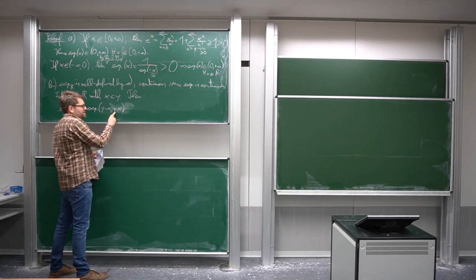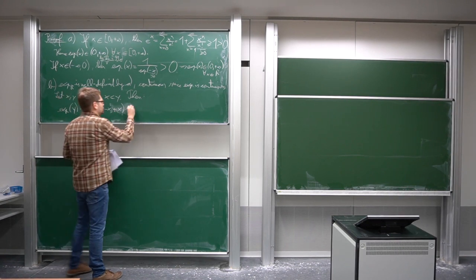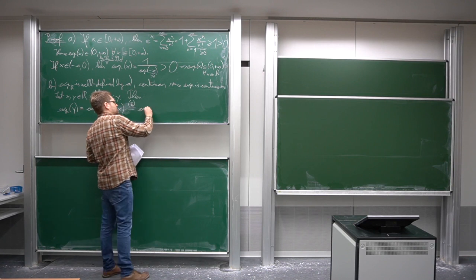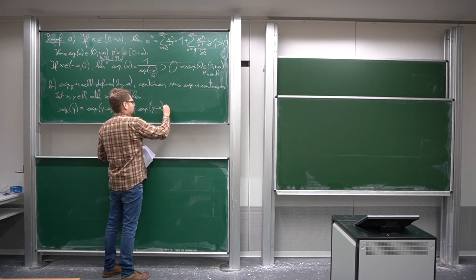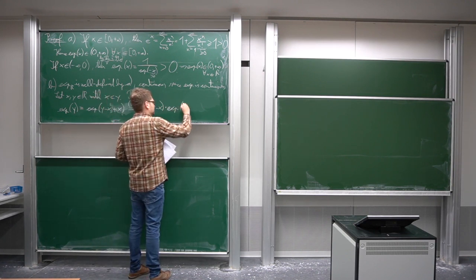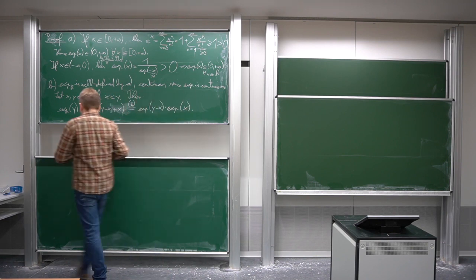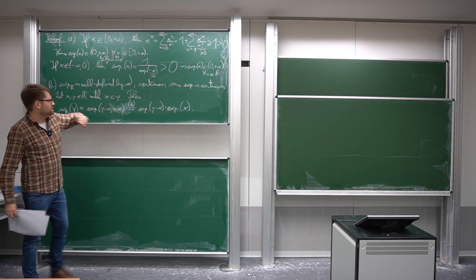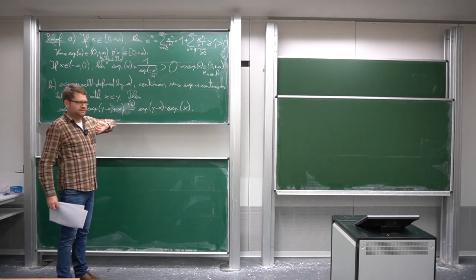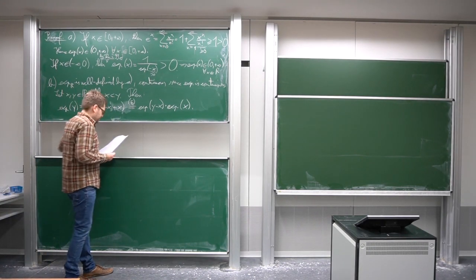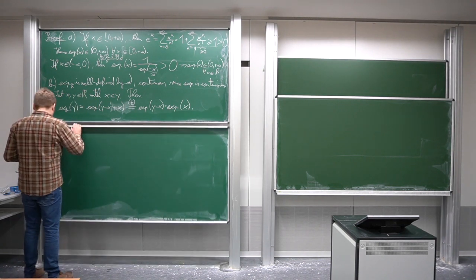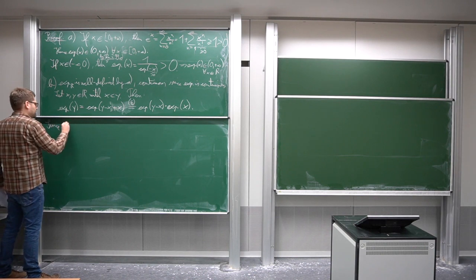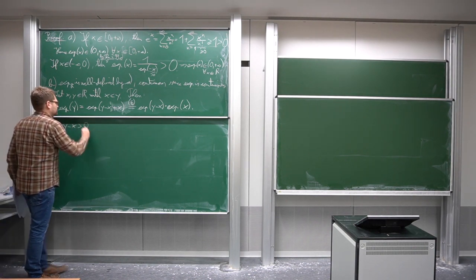And now for this plus here, I can use my miracle equation. So this is equation E, exp(y minus x) times exp(x). Okay, now I want to show the inequality between exp(y) and exp(x), so I need to understand what this thing here is. So exp(y minus x). And there it's also easy to see, since x is smaller than y, this means that y minus x is positive.